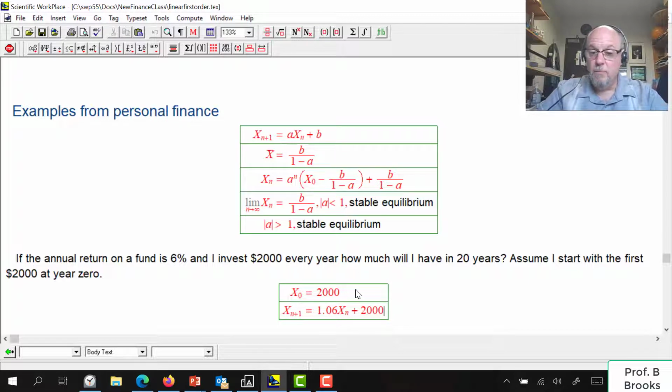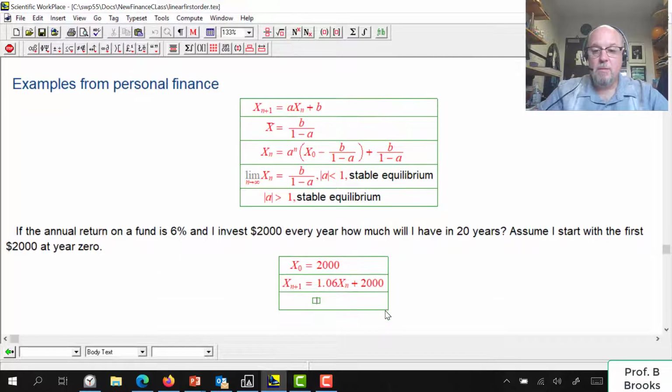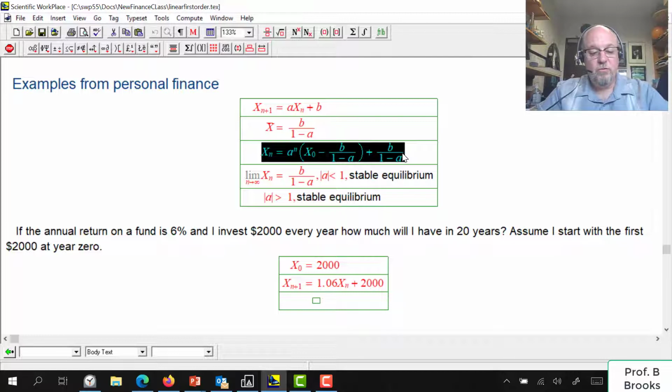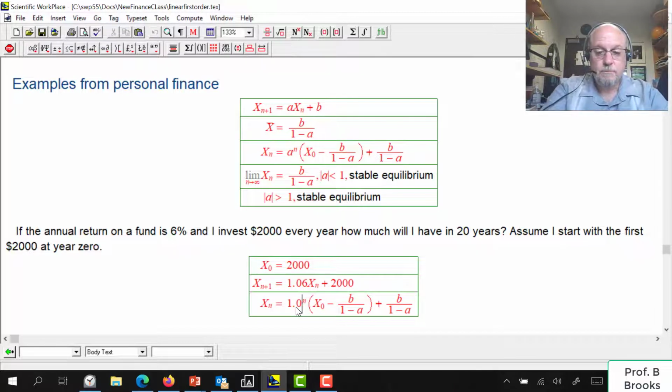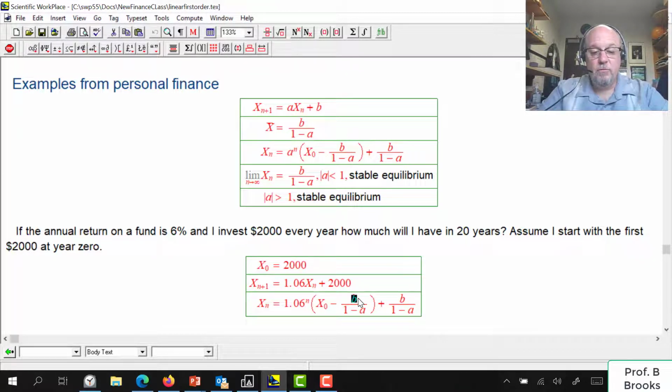I could get the equilibrium here, but the equilibrium is going to be B over 1 minus A. The equilibrium is going to be a negative number in this case. Mathematically, it makes sense. Personal finance-wise, in this example, doesn't make sense. So I know my A and my B. We can solve then. So here's our solution to this. Our A is 1.06. Our B is 2,000. So I'm filling in all the values, the A and the B that we have.